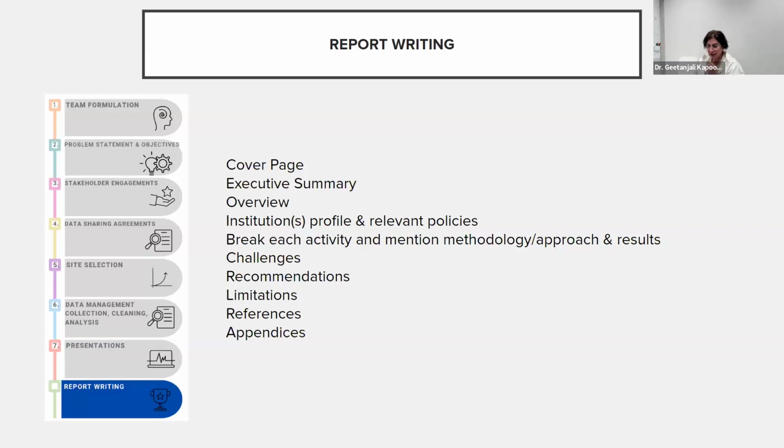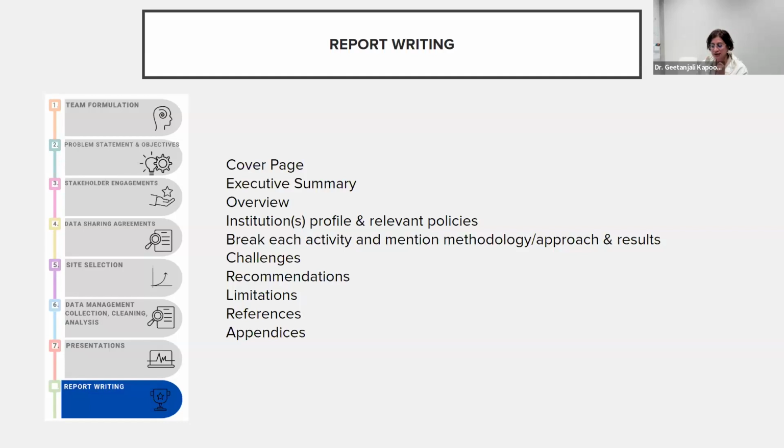We'll go one by one into all of these today, okay? We'll talk about what the executive summary should be, how it is different from an overview, what else you should talk about, your institutional profile and what to include in that, then the various activities that you did. If you go back to the left-hand side, I've drawn those 8 boxes. From box number 6 are the various activities, so you can speak about all those activities in your report.